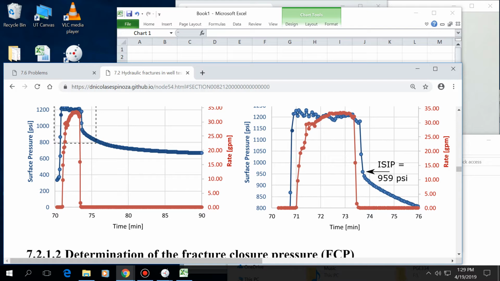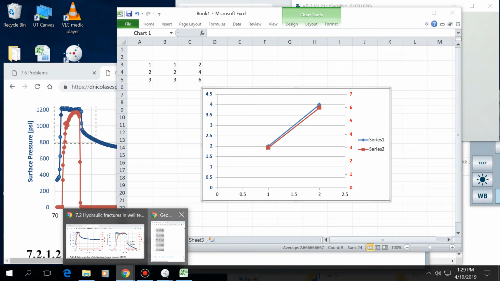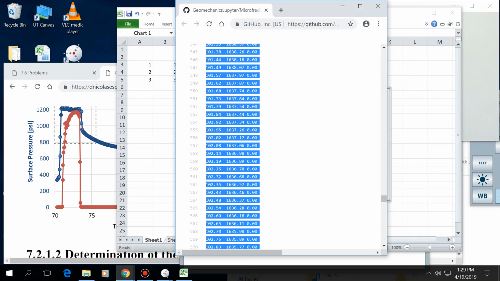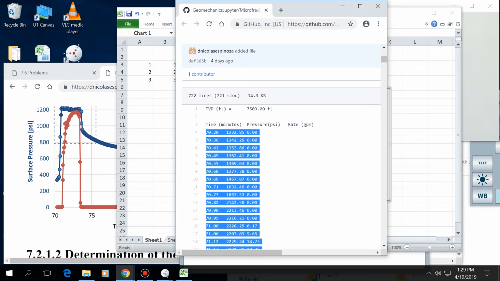After you find that point, you're going to have to add one more column to your data. So let me go to the data. What I would do here is, here you have time, you have pressure, you have rate. After you have the instantaneous shut-in time, you're going to have to create a new time column where the 0 starts at the instantaneous shut-in pressure. And of that new column, you take the square root of that. Okay?